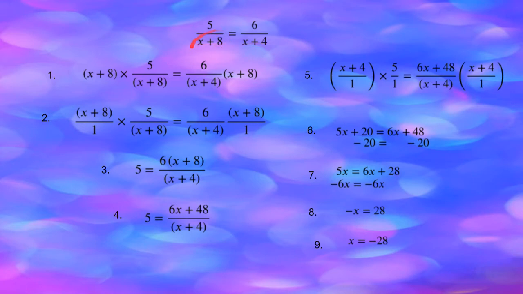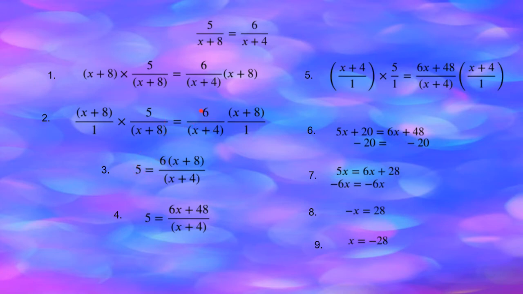So you want to take the first denominator and multiply this side by it and this side by it. So what I mean by that is x plus 8 times 5 over x plus 8 and 6 over x plus 4 times x plus 8. Okay, so again, you can put it over a 1 so you can see it better, and on this side too. So first thing you want to notice, x plus 8 is in this numerator and this denominator, so cancel it out. And then you're left with 5 over 1, which is just 5, so you get 5.